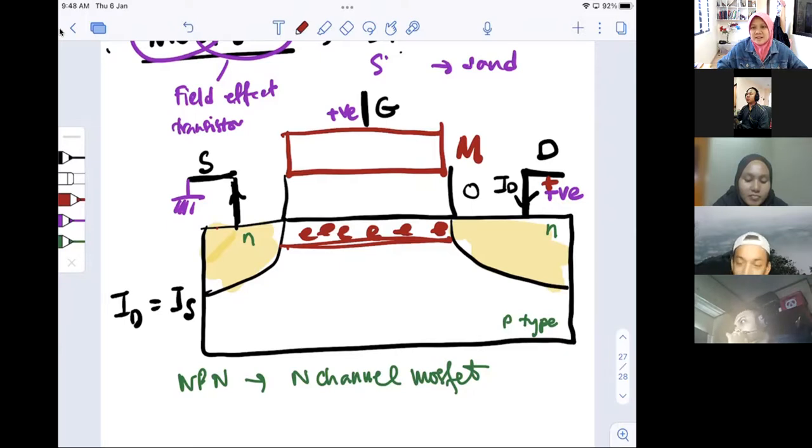I can't hear. Increase the drain voltage. Yeah, I double the drain voltage now. Maybe the thickness of the channel is the same, but the flow of electrons is more. How? The flow is faster.